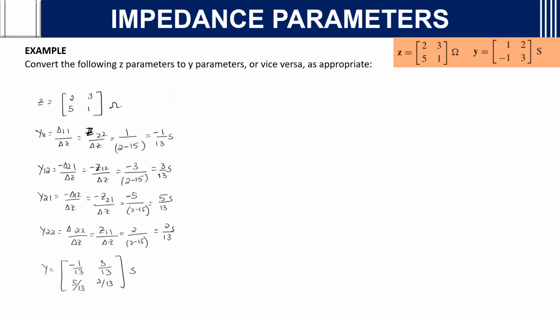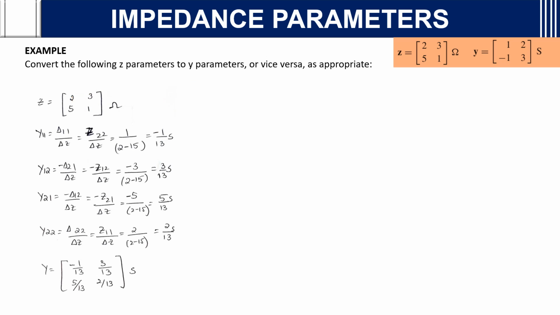Initially you take the Z parameters 2, 3, 5, 1. If you want Y parameters, Y11 is equal to what? Delta 11 by delta Z. Delta 11 means first row, first column need to be eliminated. That is Z22, so Z22 by delta Z. Here Z22 value is 1. 1 by delta Z, which is 2 into 1 is 2, minus 5 threes are 15. 2 minus 15 is minus 13. So minus 1 by 13.